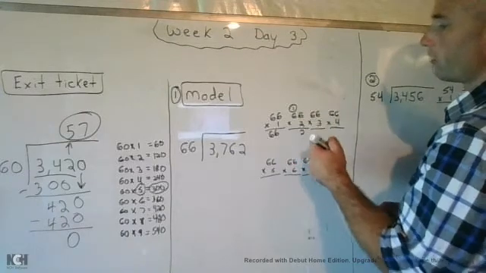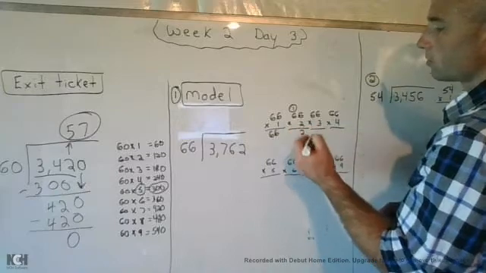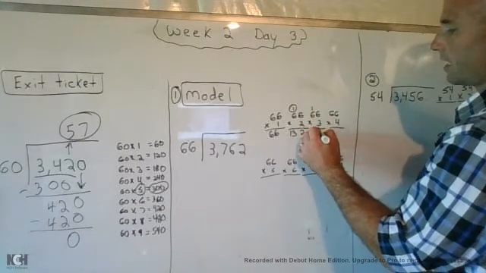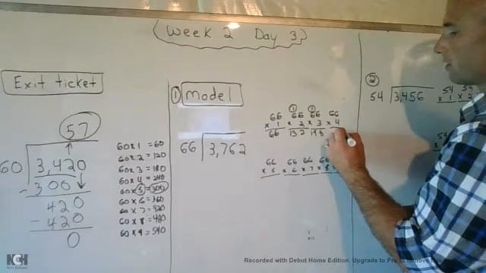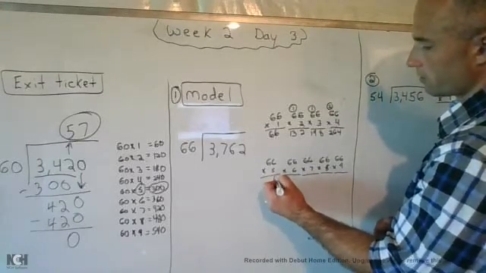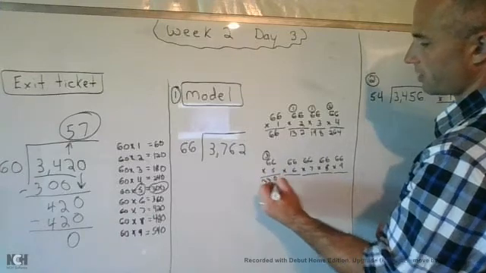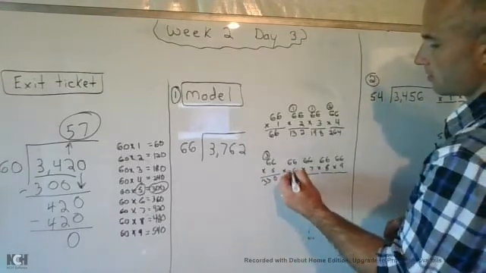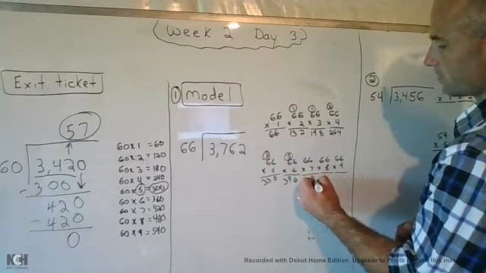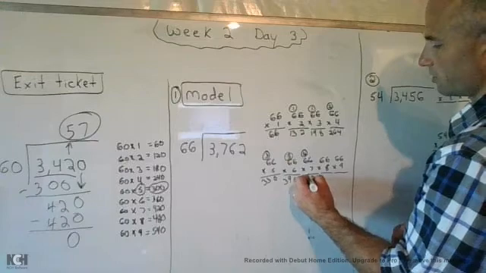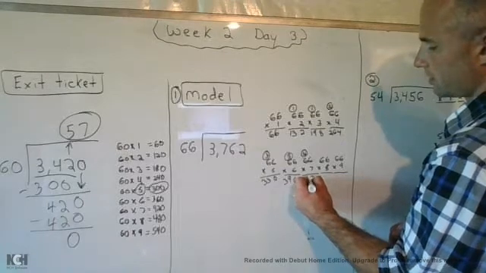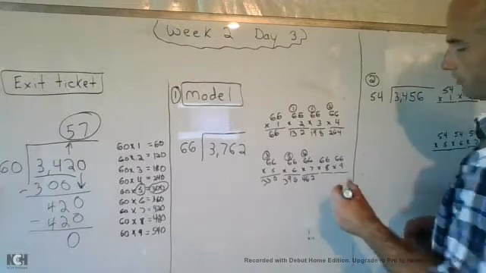6 times 2 equals 12. Carry the 1 from the 12. And 6 times 2 equals 12, plus 1 equals 132. 66 times 3 equals 198. 66 times 4 equals 264. 66 times 5 equals 330. 66 times 6 equals 396. 66 times 7, 462. I think that went through a little bit.